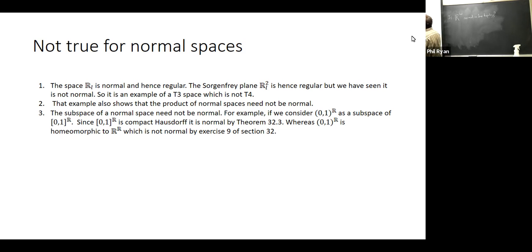Whereas this subspace is homeomorphic to R^R, functions from R to R, and that's not normal. That's a hard exercise in section 32 that I won't give to you, but you can take it as given that it's not normal. So that's a subspace of a normal space which is not normal. Okay.